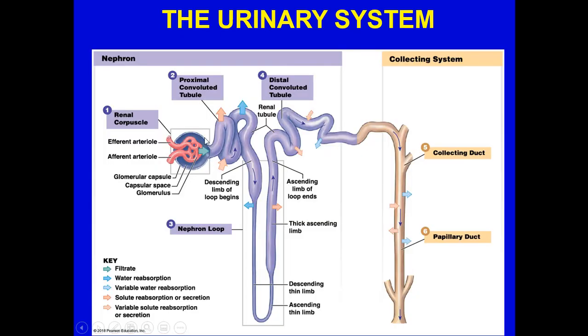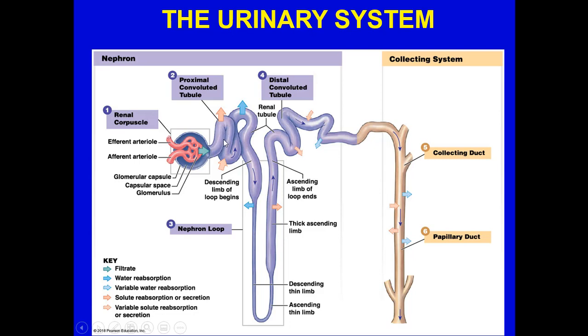So let's go over that again. Renal corpuscle here. This is the glomerulus here. You've got the afferent arteriole, basically blood being delivered in. You go through this filtration process through these blood vessels, but it's a little bit more complex than that. I'll get into it in a minute. The blood will leave through the efferent arteriole. Now, the filtrate is collected in here in the capsular space and starts moving forward.